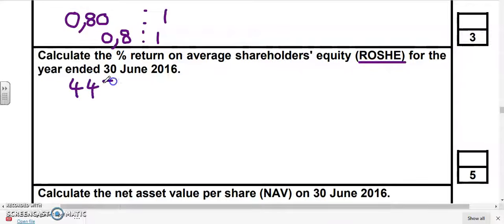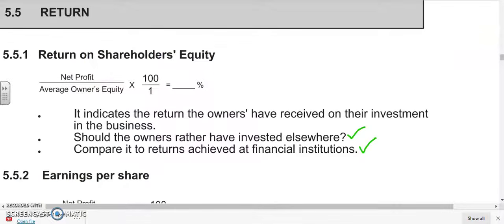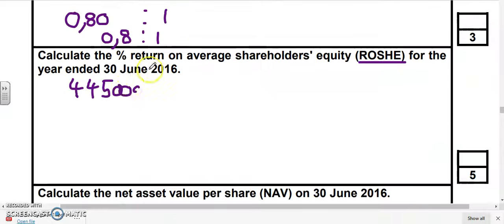Now I'm going to show you how to get the average shareholders equity. Let me just check again. It is 444,500. Okay, I'm going to correct that. 444,500.